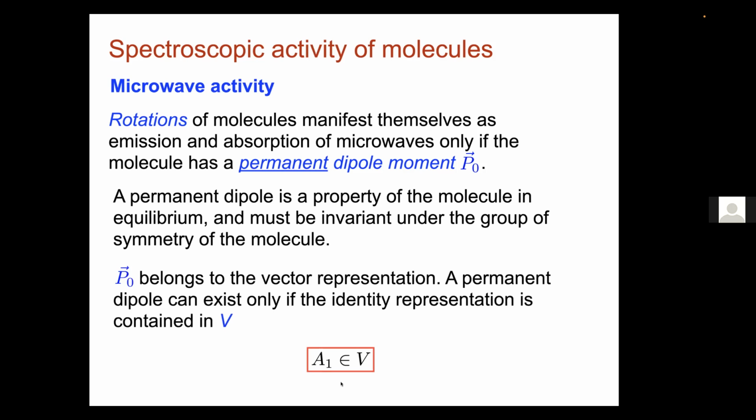You have a molecule, an extremely complicated molecule with 1,000 atoms, but you know the symmetry group. If you know the symmetry group from X-ray or from wherever, you immediately can compute the vector representation. And now you decompose the vector representation. If A1 is contained in the decomposition, the molecule is microwave active. Otherwise, it's not. So it's as simple as that.